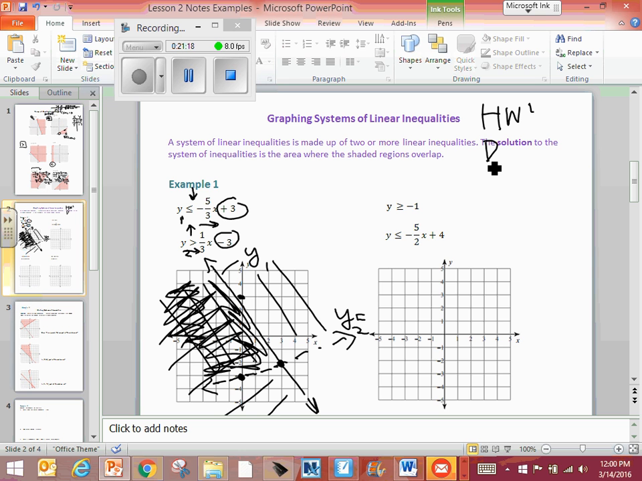Do group work. That's the name of the page. It's the last 2 pages, page 4 and page 5. All right.